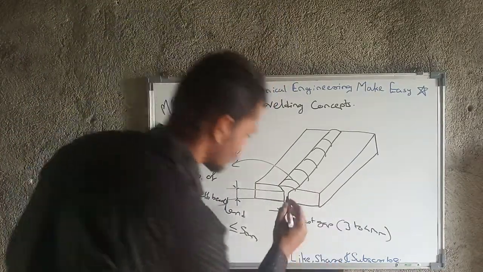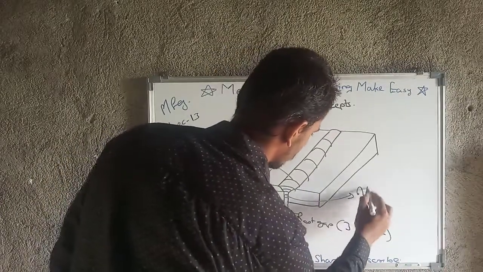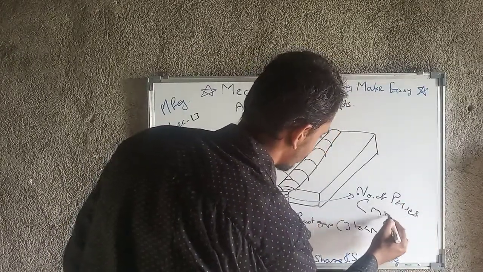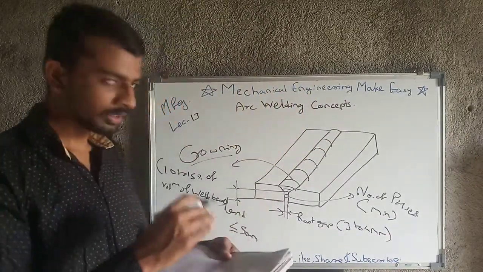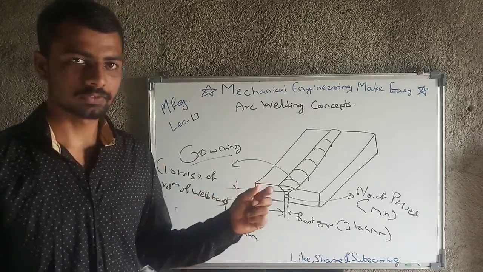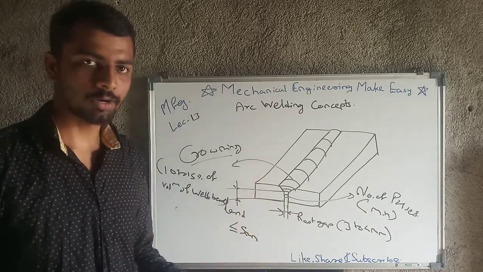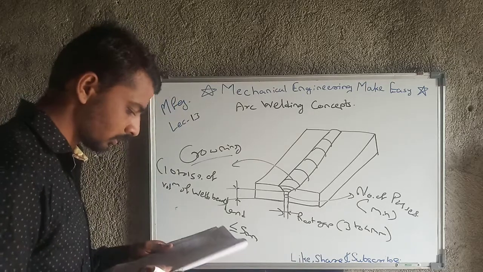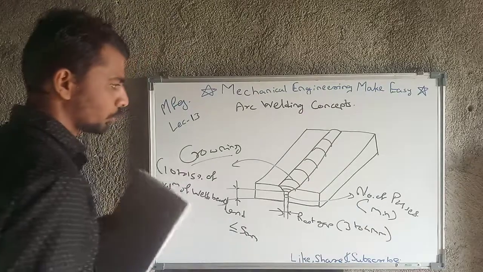Then number of passes, okay, here likewise number of passes may be there, and that number of passes should be as minimum as possible, okay, because as the number of passes will increase, the joint will have a number of layers, and if those layers have any gap and etc, that will ultimately reduce the strength. That's why the number of passes should be as minimum as possible, okay. These are some parameters which I wanted to show you in the figure.